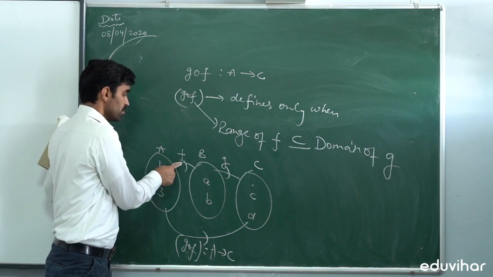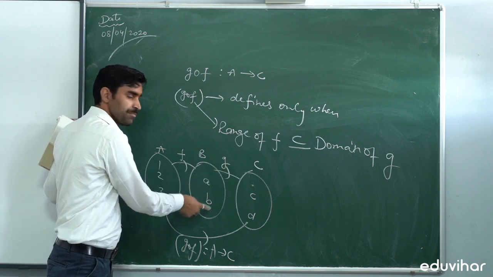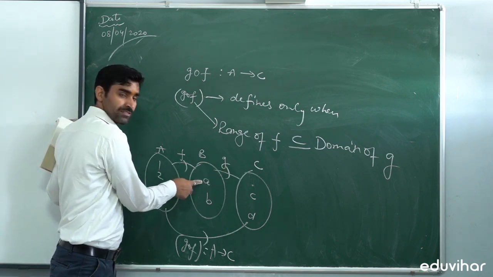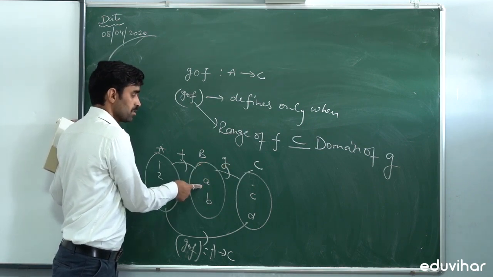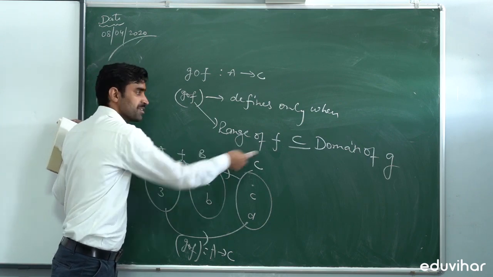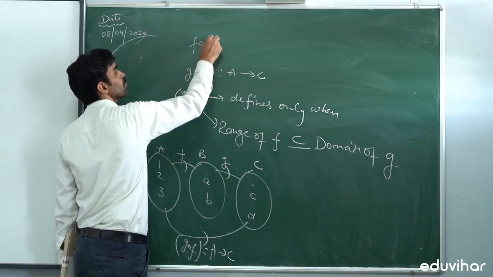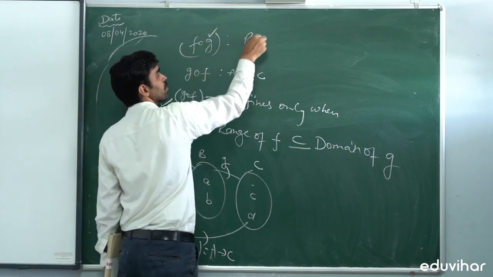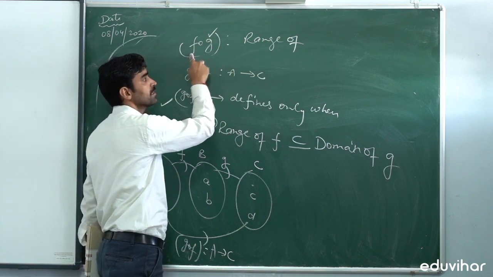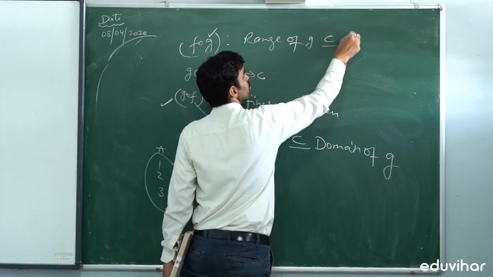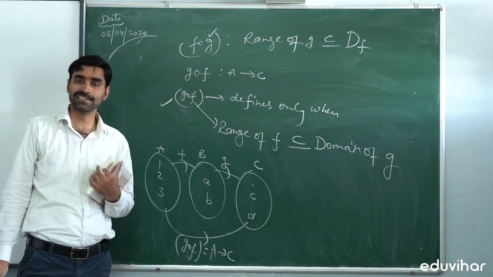Here the domain of f is 1, 2, 3. The range of f is {a, b}. The domain of g is {a, b}. You can say the range of f is equal to or a subset of the domain of g. The range of f must be a subset of the domain of g for the existence of gof. Similarly for fog, the range of the inner function will be in the domain of the outer function. The range of g must be a subset of the domain of f. If this is so, then the fog would always exist here.